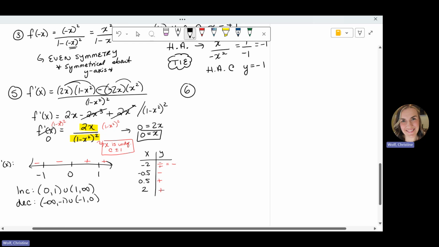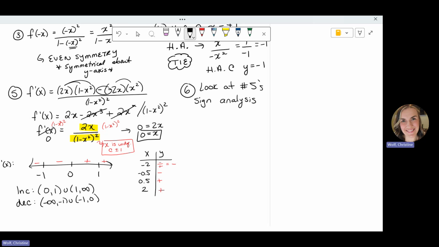Step 6 is where I figure out my local max and mins. So again, we can figure out our local max and mins with the first derivative. So I'm going to rely on all of the work I did from step 5 and just use it again. To save space and time here, I'm not going to recopy the sign analysis like I did in the first example. I'm just going to say, look at number 5's sign analysis.